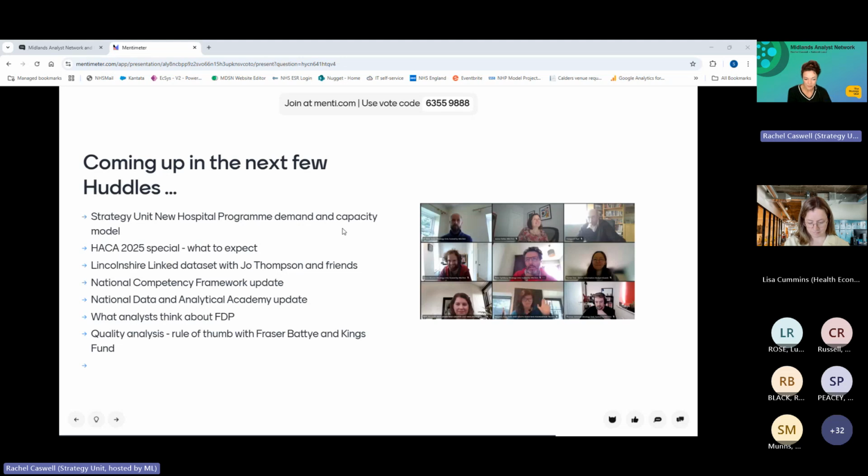I'll just flick through to the last one, which is actually the next huddle, with Fraser Batty and an analyst from the King's Fund. If Fraser's watching and it isn't the King's Fund and it was the Health Foundation, apologies, I may have got that mixed up. But Fraser's done some work, a project around how to determine whether analysis is good quality. He's interviewed lots of senior analysts and some really great findings have come out of that, and he's going to be talking through that. He's also done a blog which I might share with you when I email you to remind you to come and join in that session.